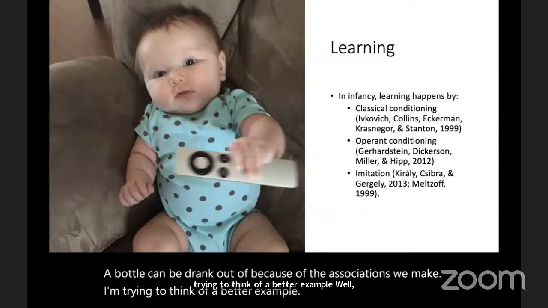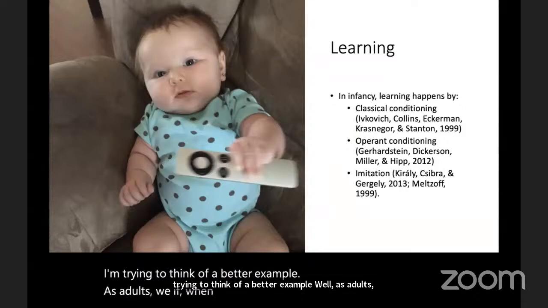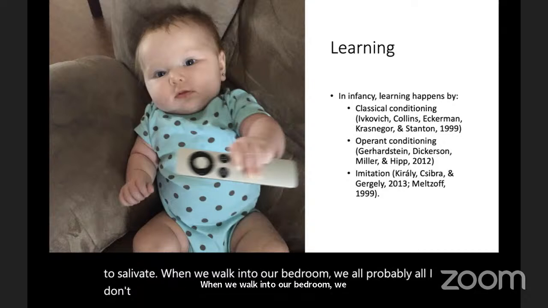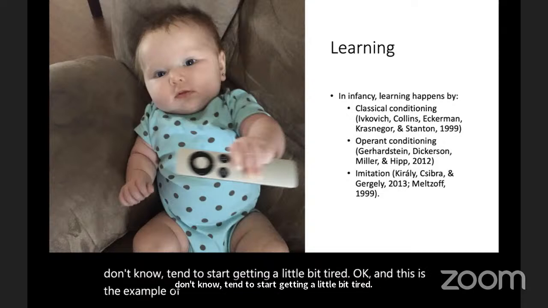Well, as adults, when we walk into a kitchen, we probably all start to salivate. When we walk into our bedroom, we probably all, I don't know, tend to start getting a little bit tired. And this is an example of classical conditioning, what we call associative learning.